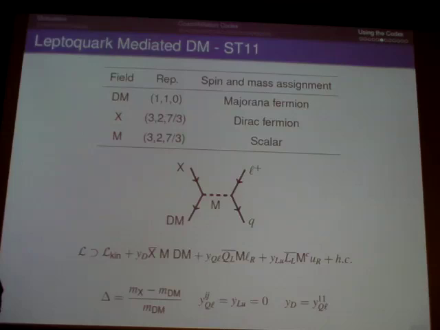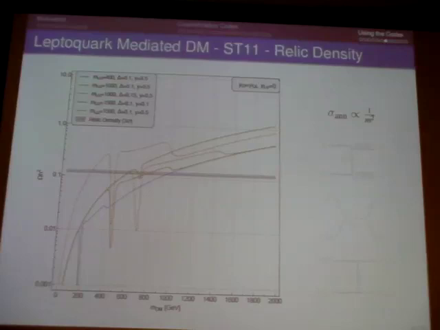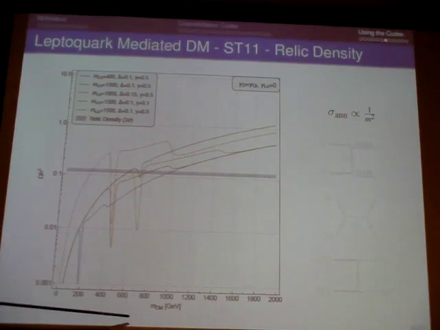This is just to remind you, this delta we're going to start using again, and this was the fractional mass difference, now with the sign the right way around. Okay, so we put this simplified model through micrOMEGAs to calculate the relic density. Here we've got the relic density on the y-axis and the dark matter mass on this axis for a range of different parameters in the model.